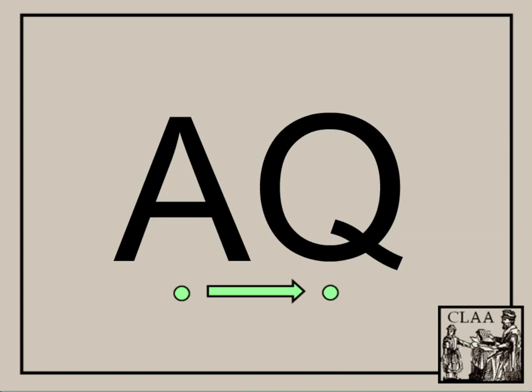Let's practice reading Latin syllables with the consonant Q. We'll start with syllables that begin with a vowel and end with the consonant Q. Point to the green dot under the vowel A and we'll begin. Ak, ak, ak.